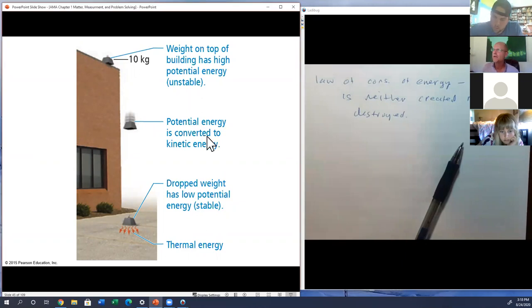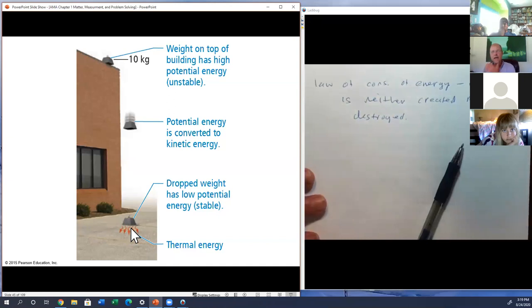Okay. That energy is released. It turns into kinetic energy. And then when it hits the ground, it's transferred to thermal energy. So the energy is never destroyed, right? It's just transferred from one form to another. So from potential energy to kinetic energy to thermal energy. Okay. And we're going to be following energy and talking about energy throughout this class. So one thing to understand about energy is that it's neither created nor destroyed.